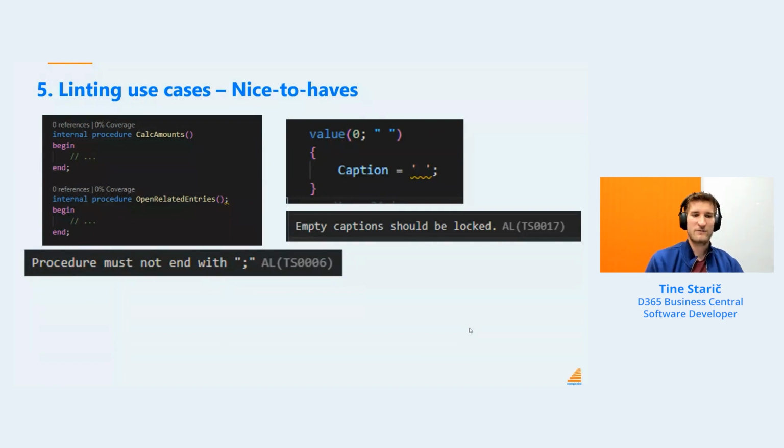But at some point, we just agreed, let's all follow the same approach. Let's not have semicolons at the end of our procedures. So we just added a rule that says, whoops, you added a semicolon, please remove it. And on the right side, it's about the empty captions in the enum values. Those empty captions always get added to the xlif file, but nobody's actually translating them because they're empty. So we added a rule that all the empty captions must be locked, so they aren't added to the xlif file, because I think we can all agree that the xlif file has already way too many lines as it is.